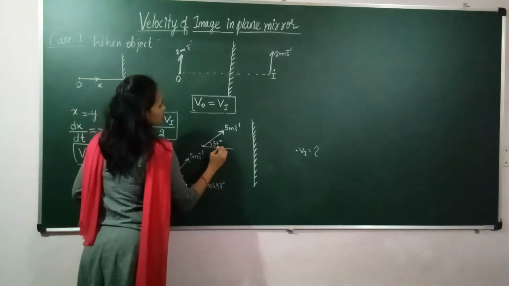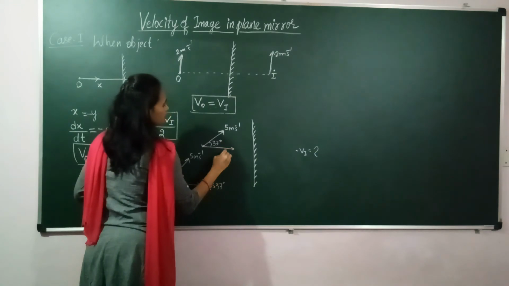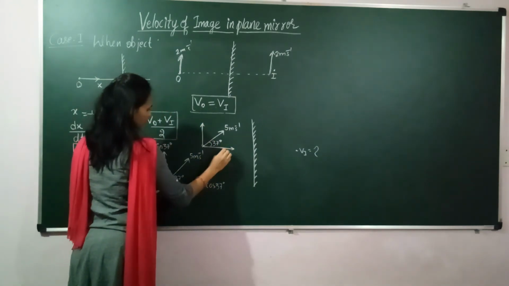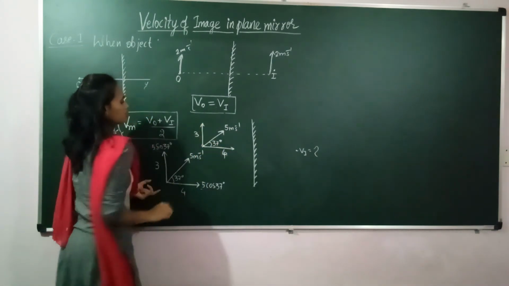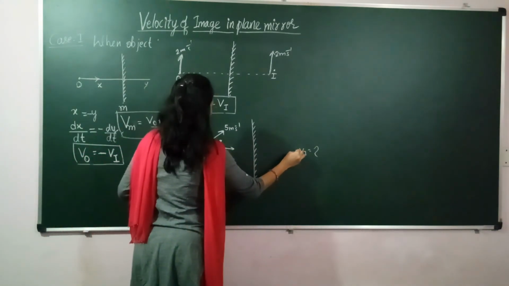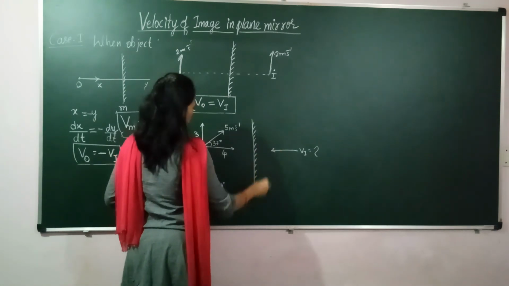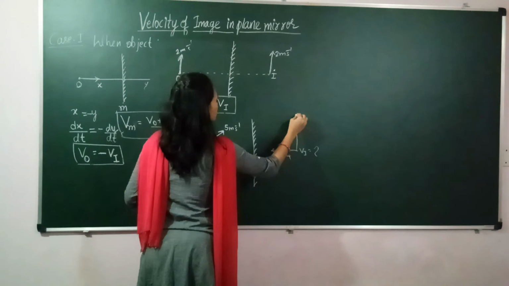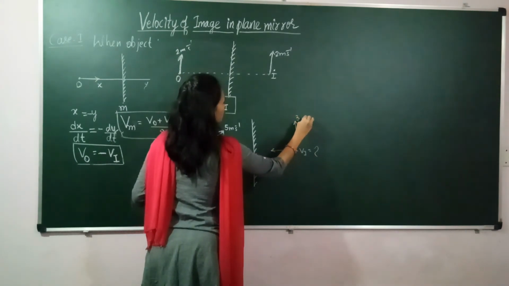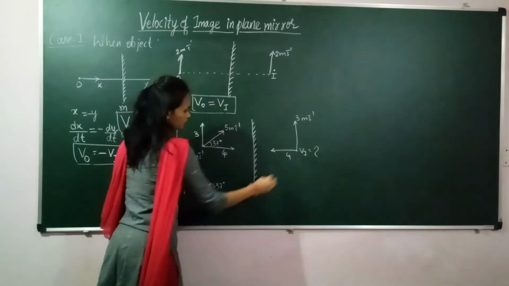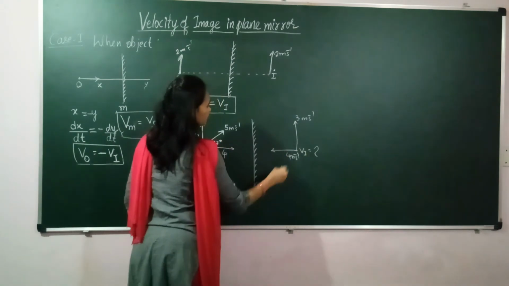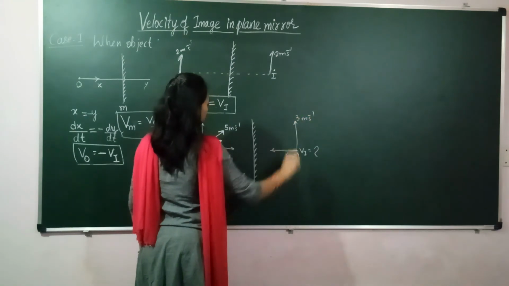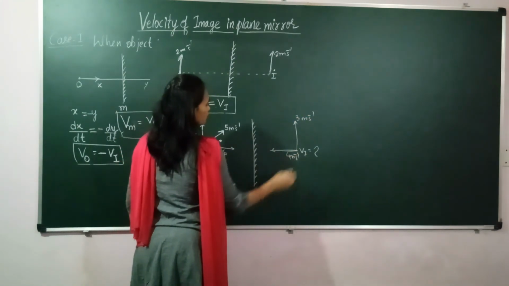So here it is moving at a speed of 3 meter per second in the parallel direction. Now this image is also moving in this direction with a speed of 4, and in this component it is moving at 3 meter per second. This is 4 meter per second, means perpendicular it is traveling 4 and parallel it is traveling 3 meter per second. So this is the velocity of the image.